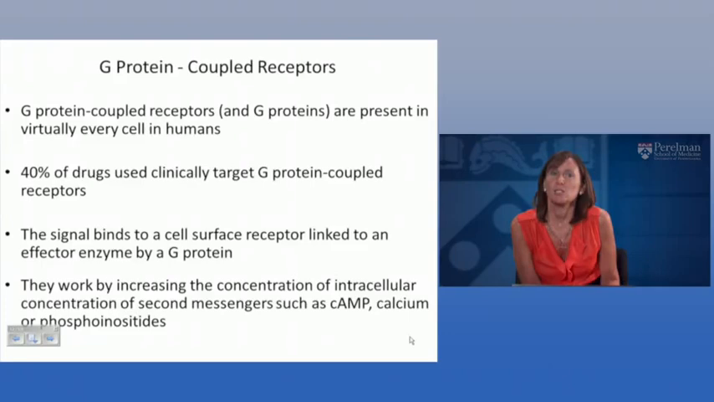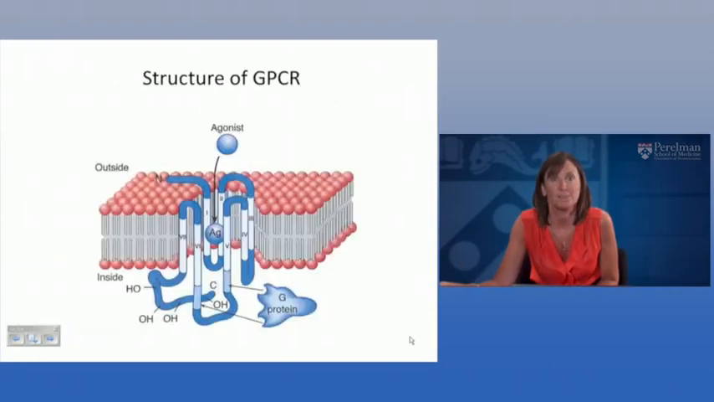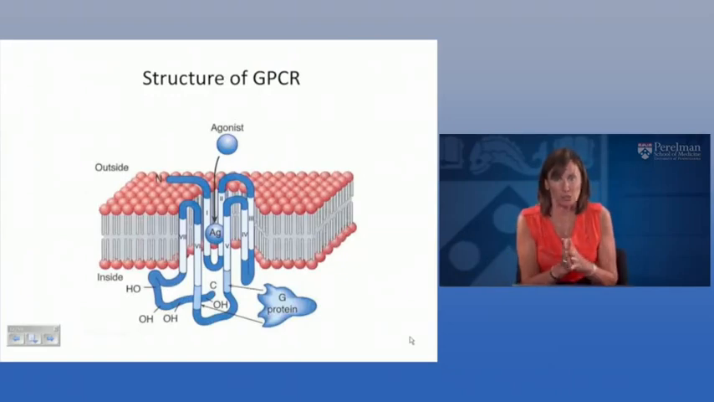The sequence of events involves the signal, either a natural agonist or an antagonist, binding to the cell surface of the receptor, linking to an effector enzyme by a G protein. They work by increasing the concentration intracellularly of second messengers, such as cyclic AMP, calcium, or phosphoinositides, a whole series of different phosphoinositides. So let's look at a picture.